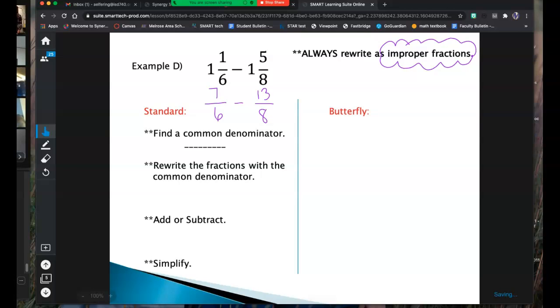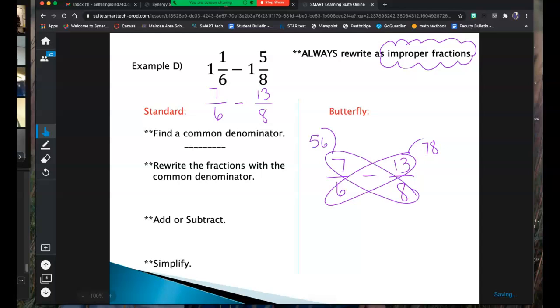Okay. Then I'm going to use a butterfly method. That just works well for me. So I have 7 over 6 minus 13 over 8. We're going to multiply the 13 and the 6. So 13 times 6 is 78. 7 times 8 is 56. There's a minus sign between there. 6 times 8 is 48.